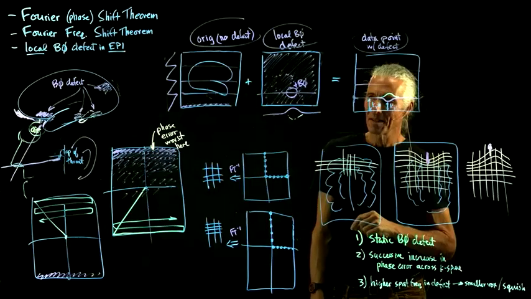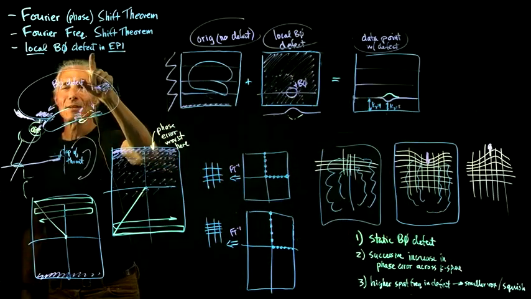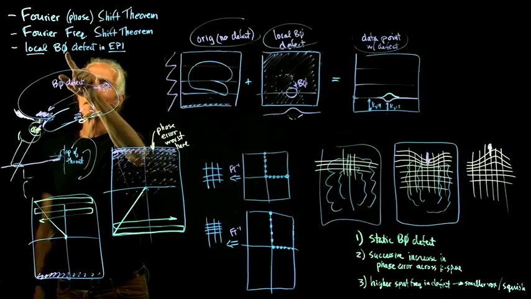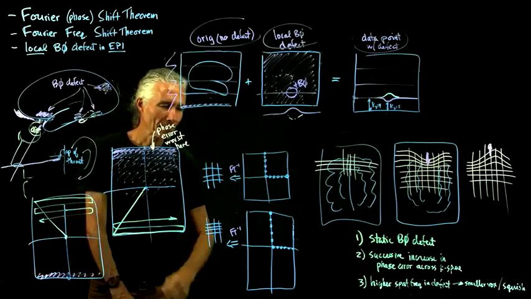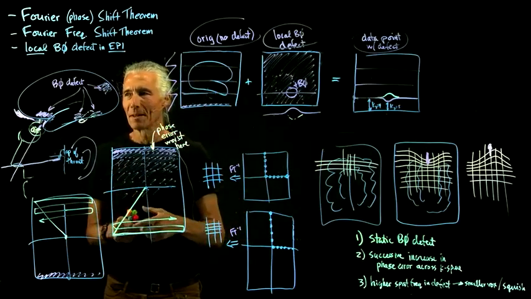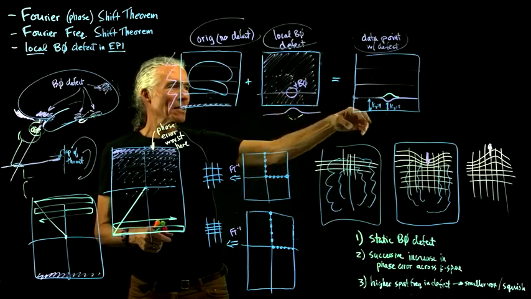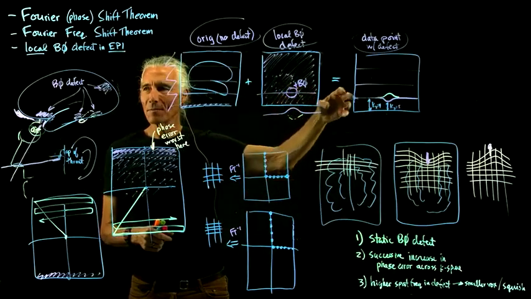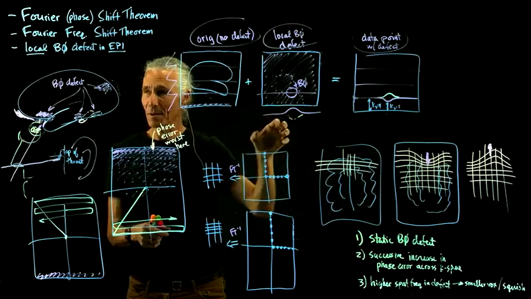So that's the obscure reason that you get a B0 defect. It's not really from the Fourier phase shift theorem, because if you sort of mess with all the frequencies in the same way, that's actually an example of the Fourier frequency shift theorem.